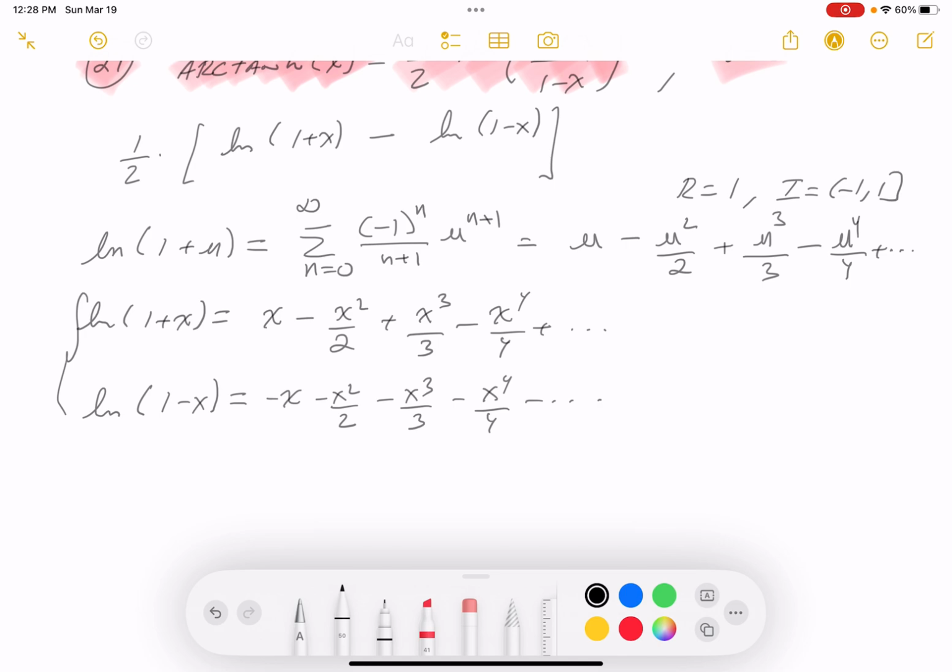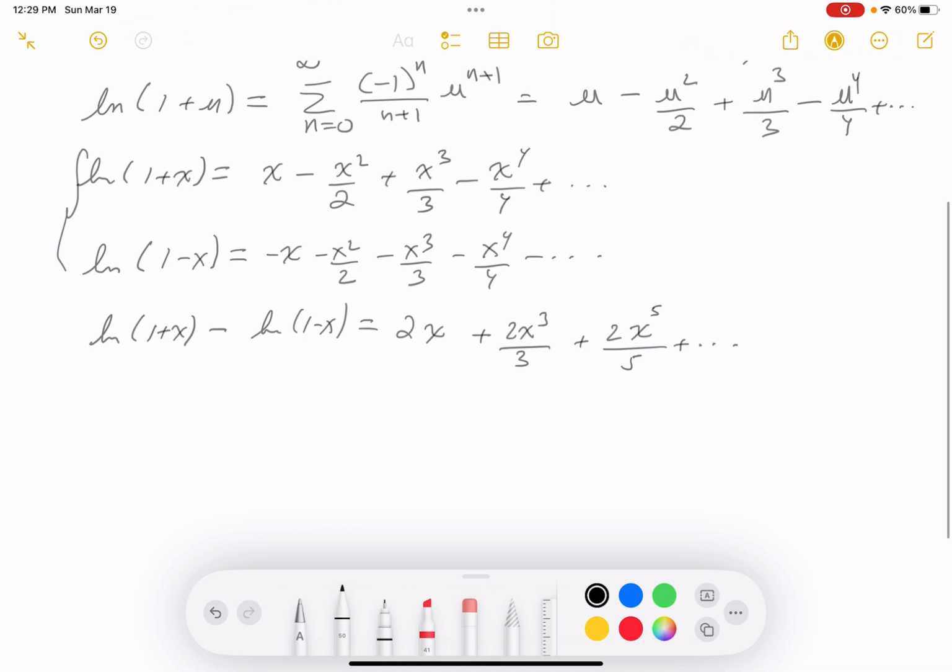Now what are we doing with this? We're doing ln of 1 plus x minus ln of 1 minus x. And what do you get there? Well, you get 2x, and then 2x cubed over 3. Although they're not written down, I think you get the idea. We're getting the odd powers: 1, 3, 5, and it goes on forever.